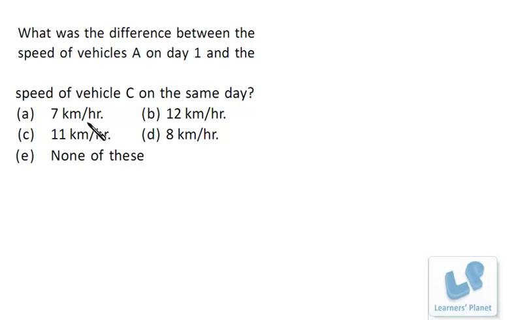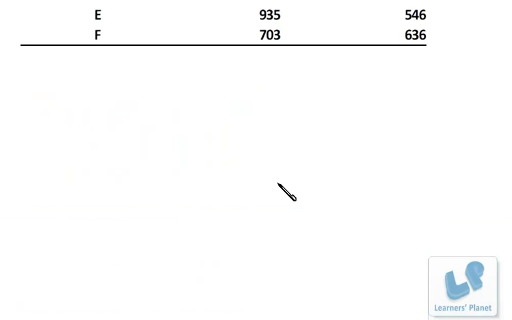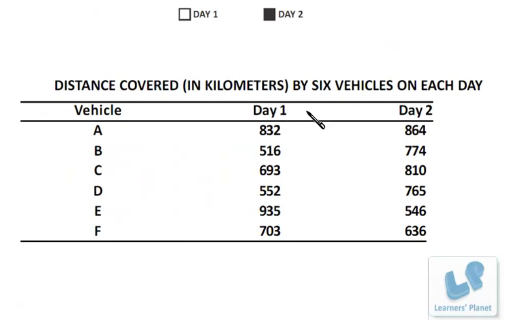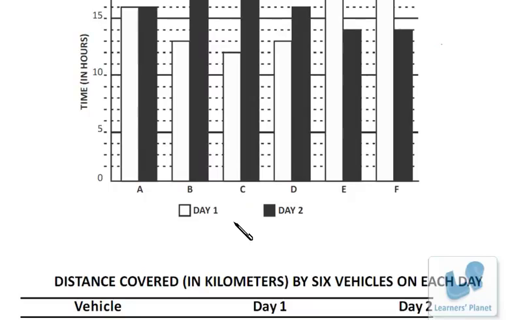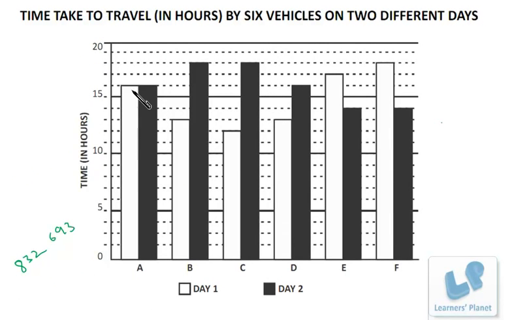Now let's take this problem. What was the difference between the speed of vehicle A on day 1 and the speed of vehicle C on the same day? That means we have to make the comparison between the speed of vehicle A and C on day 1, right? So on day 1, A is 832 and C is 693, right? I write it over here, 832 and 693. On day 1, time taken by A is 16 hours and time taken by C is 12 hours, right?